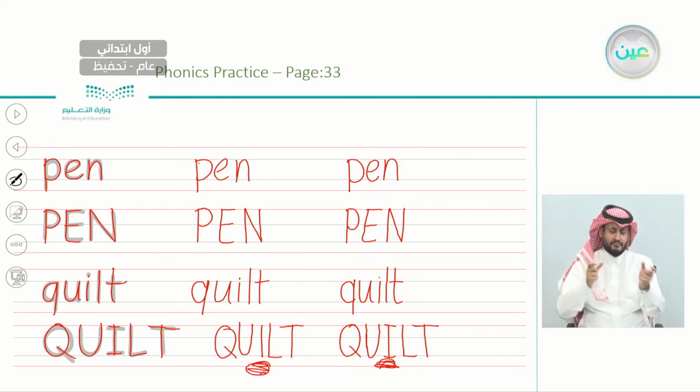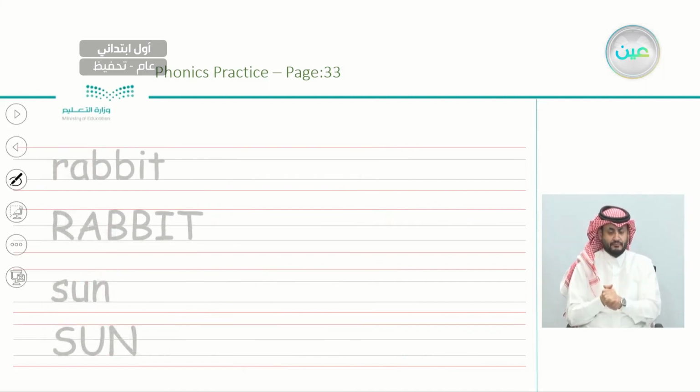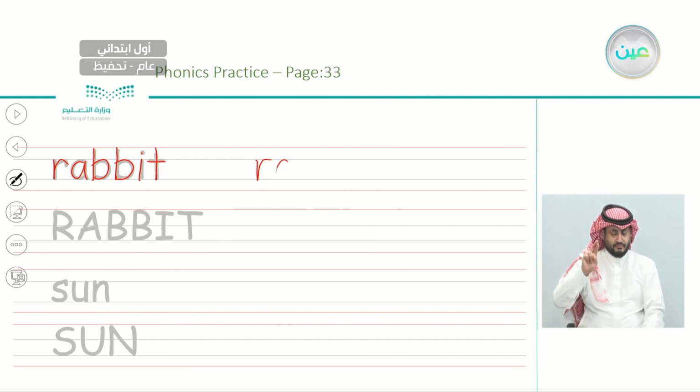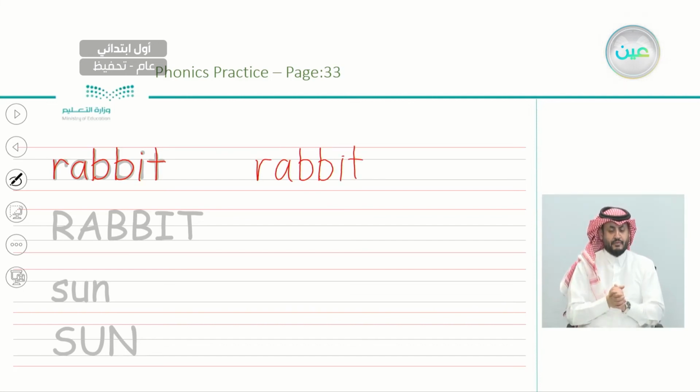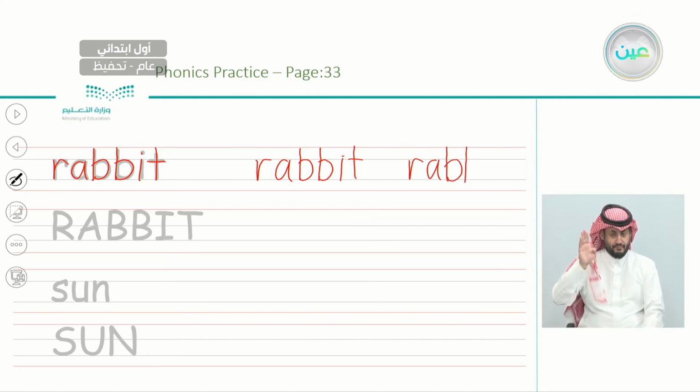Both are correct. After that we have rabbit, small rabbit, R, A, B, and we have half circle on the right side. Again, I, then we have T, rabbit. Again, R, A, double B, then we have I and T. Last time, R, A, double B, I, and T.